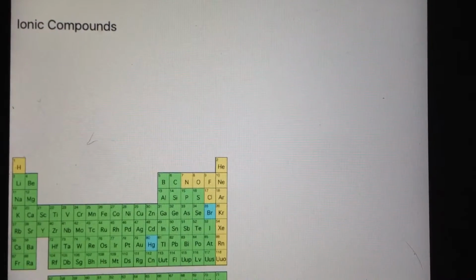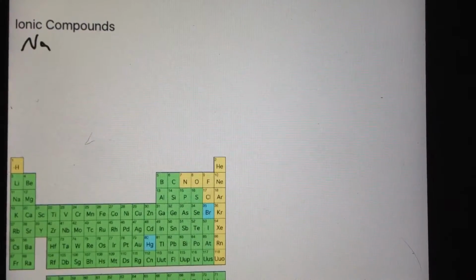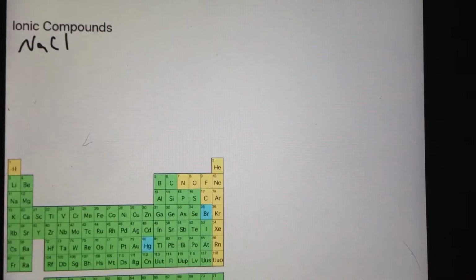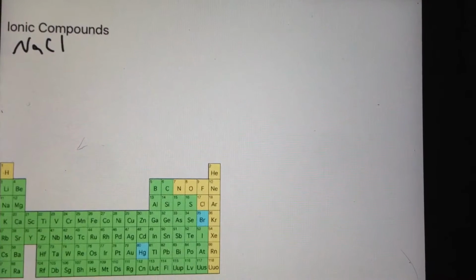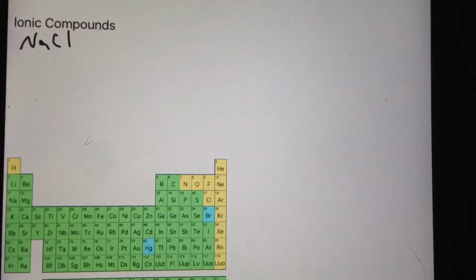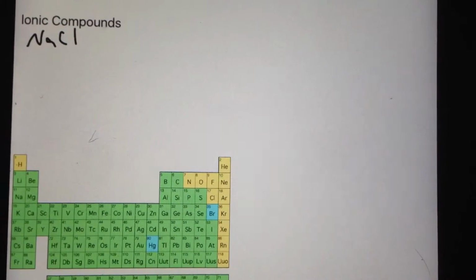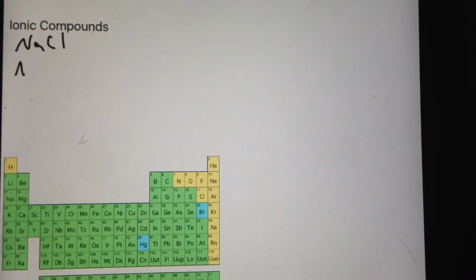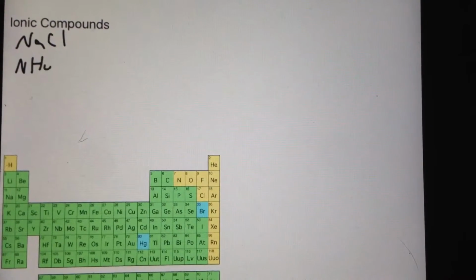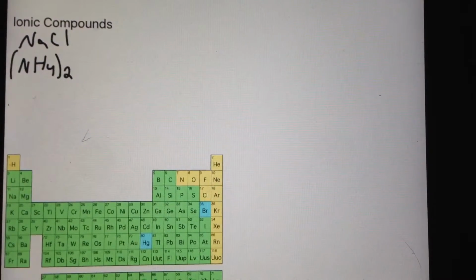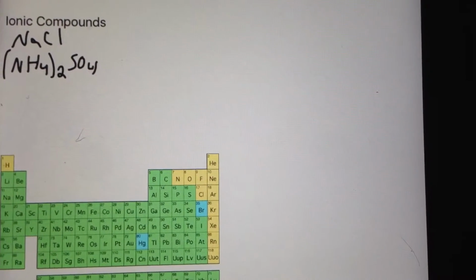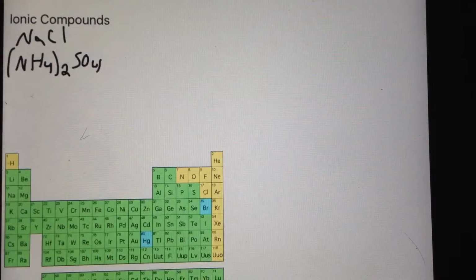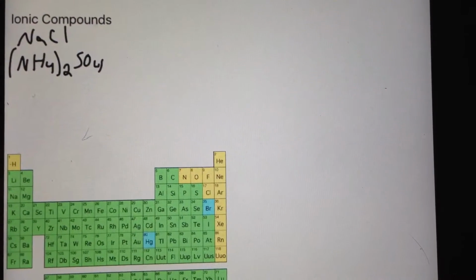The compounds can be simple, such as NaCl, which is sodium chloride, where the sodium is the positive cation and the chlorine is the negative anion, or they can be more complex, such as (NH4)2SO4, which is ammonium sulfate, where the polyatomic ions act as both the cation and the anion.